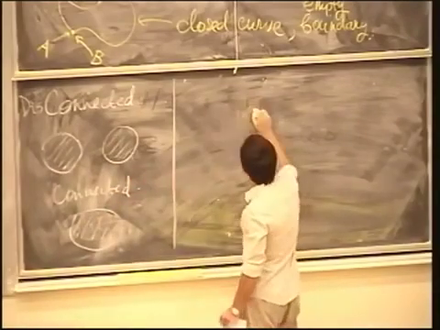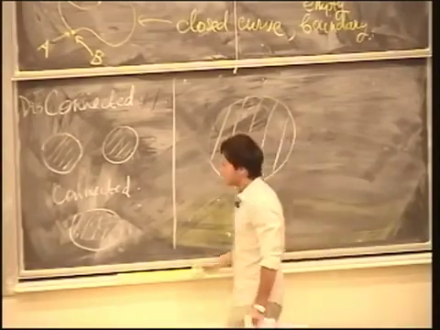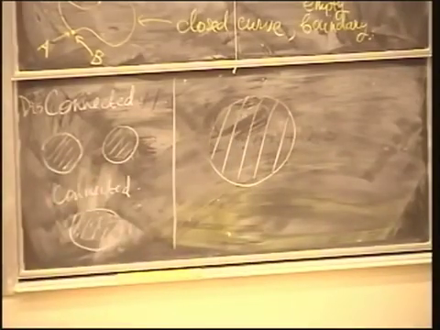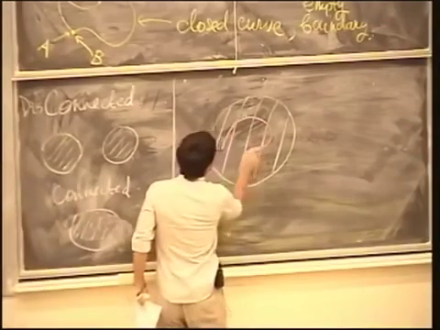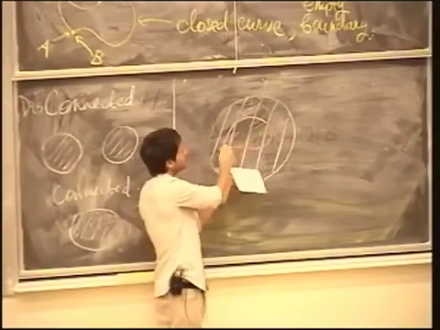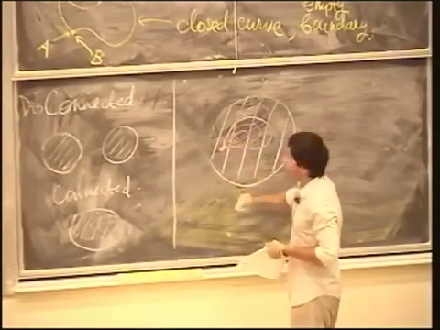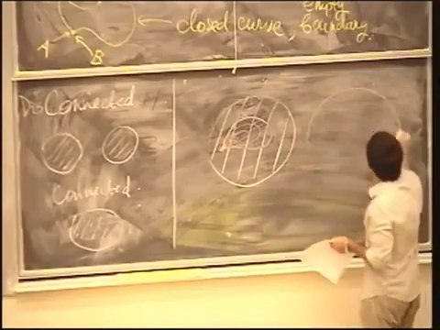Simply connected means that any curve that you can draw in your region... so let's suppose you have a region like this. If you draw any closed curve like this in this region, you can deform it so that, under deformation, it all collapses into one point within the region, right? So in this particular case, I can deform it. I can make it smaller, smaller, smaller, like this.